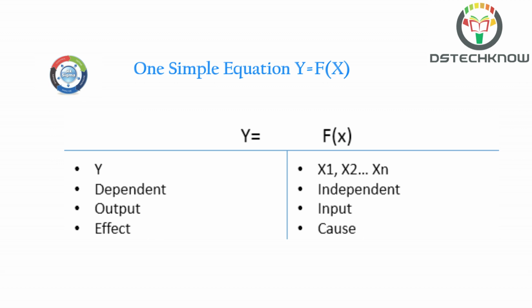So I hope you understand that this one simple equation is very, very fundamental in terms of Lean Six Sigma. And please remember, Six Sigma suggests that Y is a function of X. In the Six Sigma journey as well, we do not work on Y. We always focus on the X's that are independent and that are causing our Y to get influenced.